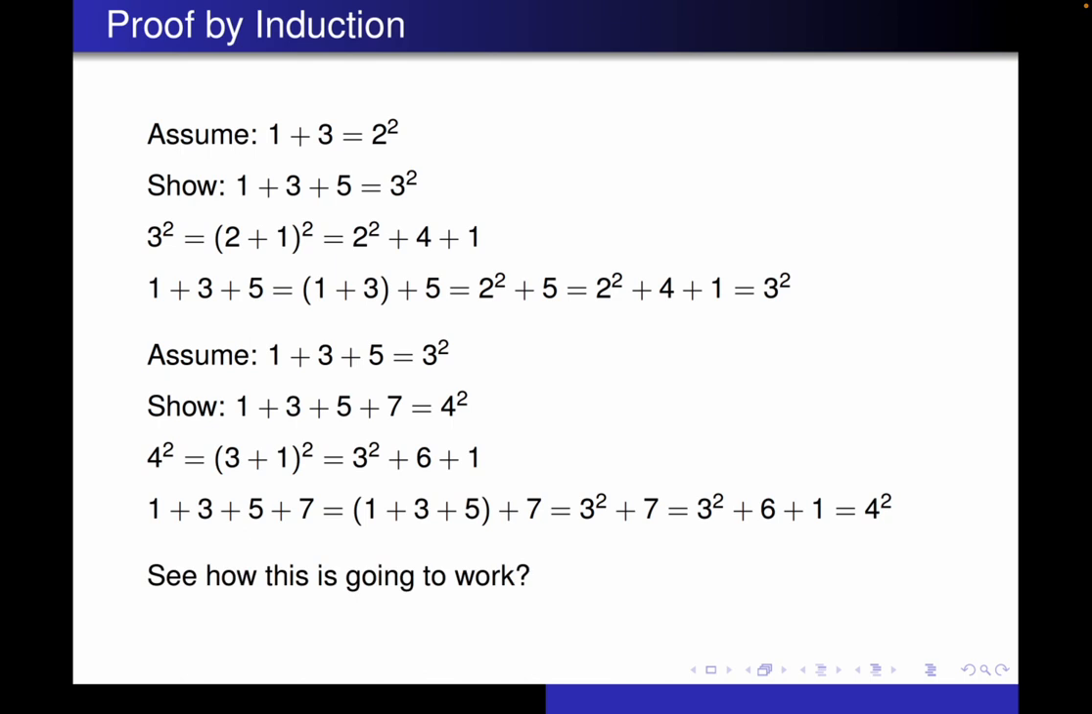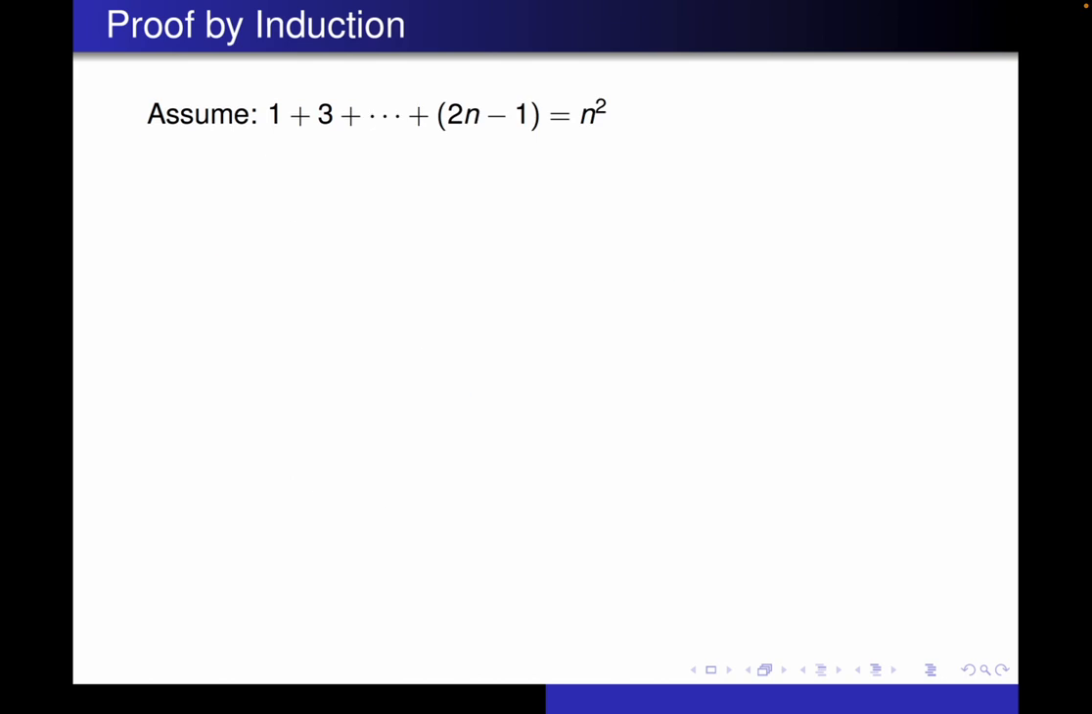So, see how this is going to work? Let's do this exact same process on the general case. So I'm going to assume that if I add up all the odd numbers between 1 and 2n minus 1, I get n squared. I want to show that when I add up all the odd numbers between 1 and 2 times n plus 1 minus 1, I get n plus 1 squared.